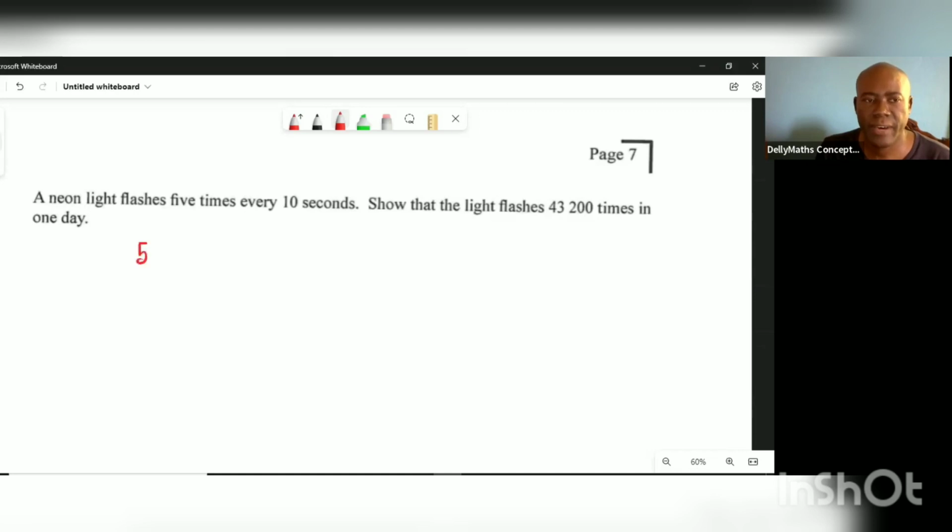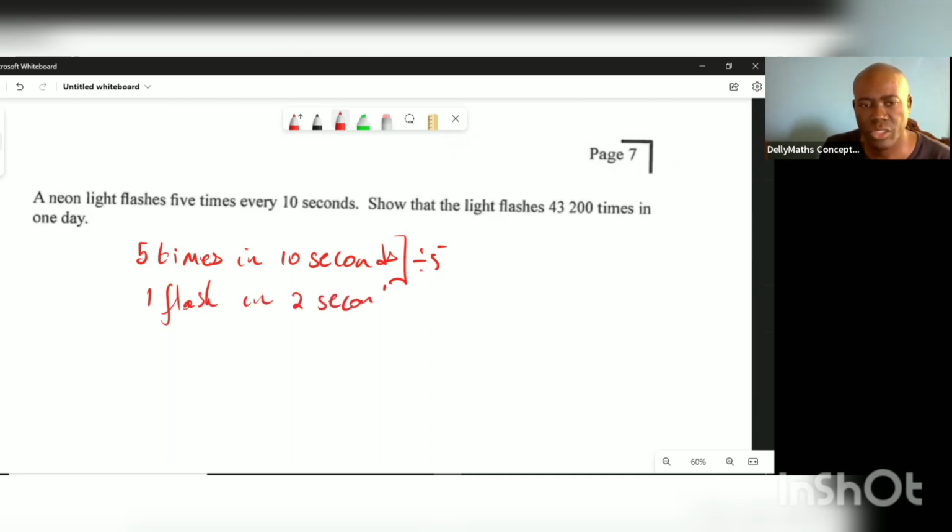It flashes 5 times in 10 seconds. If we divide by 5, it's giving 1 flash in 2 seconds. Just 1 flash in 2 seconds, because by the time it's 10 seconds, it gives 5. Now, if I know the number of seconds in a day, I just divide it by 2 and I get the number of flashes.